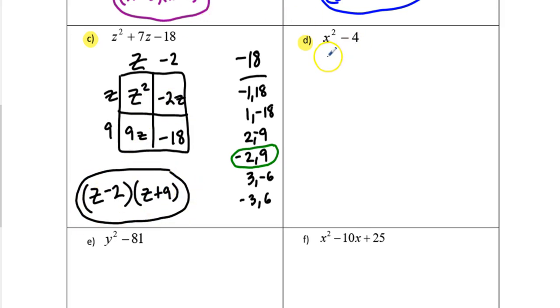Last example. This one's a little tricky, right? Because it doesn't have that middle term. Let's get as far as we can, and then when you get stuck, we'll play, right? Go ahead and play the recording after you've gotten as far as you possibly can on your own.